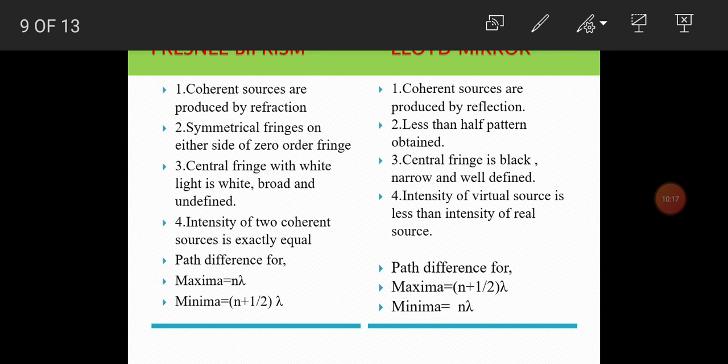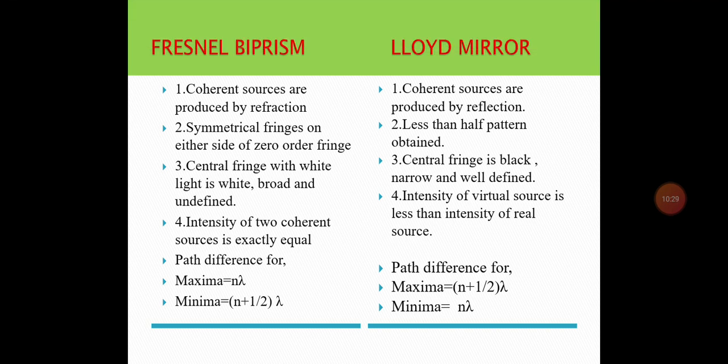Now you can see here the path difference conditions for maxima and minima. For the Fresnel biprism, for maxima the path difference condition is n lambda, and for minima the path difference condition is (n plus 1 by 2) lambda. And in the case of the Lloyd mirror, since you know the conditions get reversed, for maxima the condition is (n plus 1 by 2) lambda, and for minima it is equal to n lambda. So these were the comparisons of the fringes obtained in the two cases.